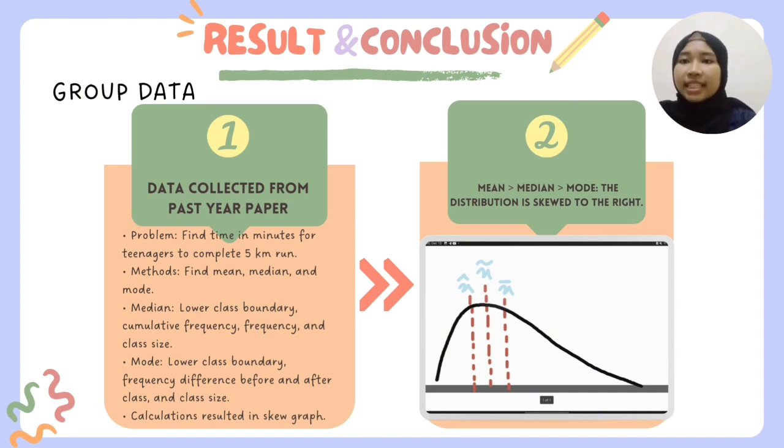This results in the data being skewed to the right because we figured out that the mean is less than the median and less than the mode. So the graph will be skewed to the right.